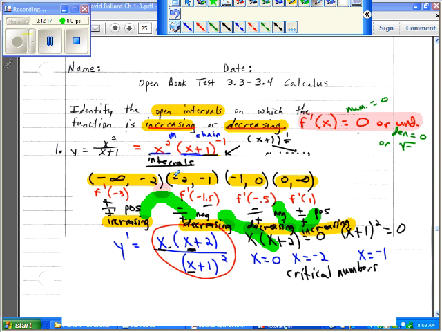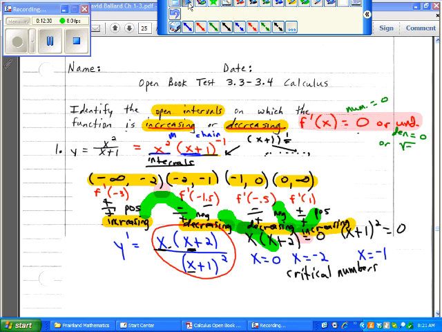So we should know from our other studies that there's going to be a relative max here. We didn't have to talk about that. There's going to be a relative min here, and here there would be a point of inflection, okay, in that graph. Any questions on number 1? Okay.